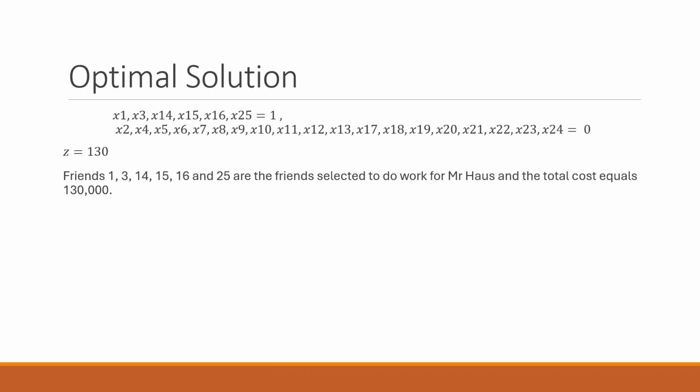So the optimal solution found is that friends 1, 3, 14, 15, 16, and 25 are selected to do the work for Mr. House, and the total cost that he will need to pay is $130,000.